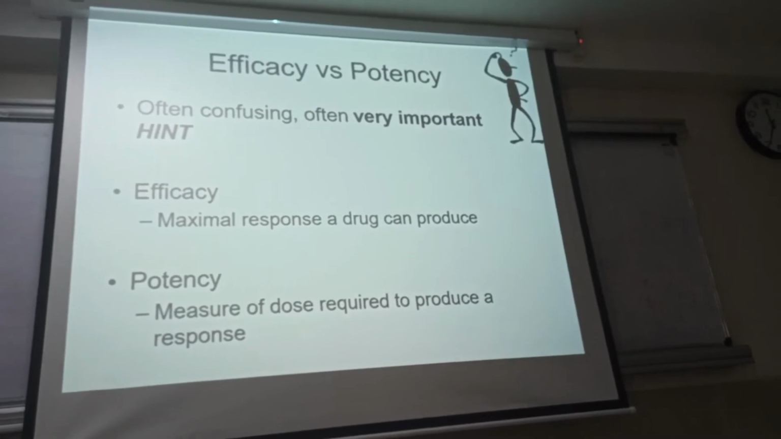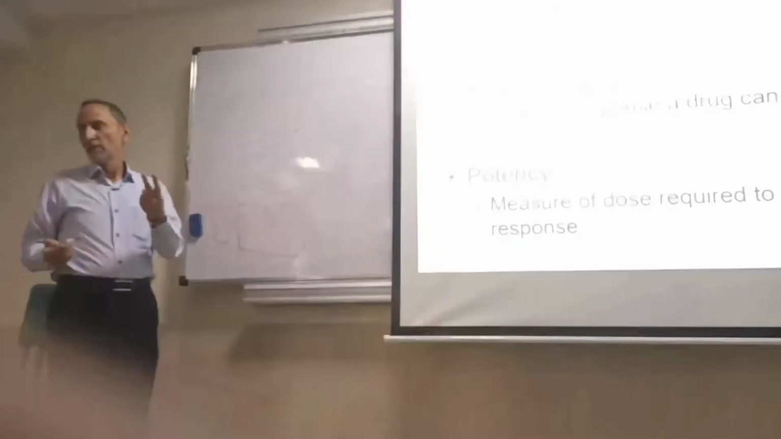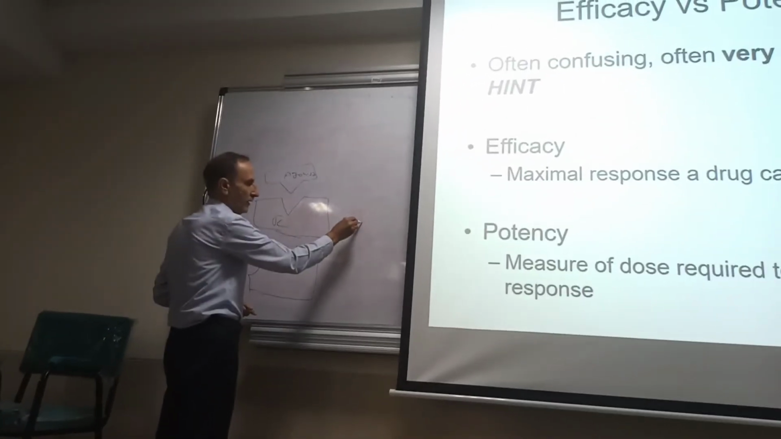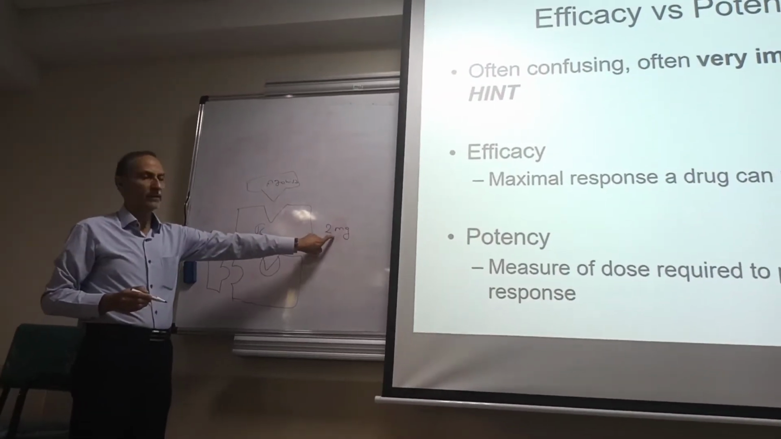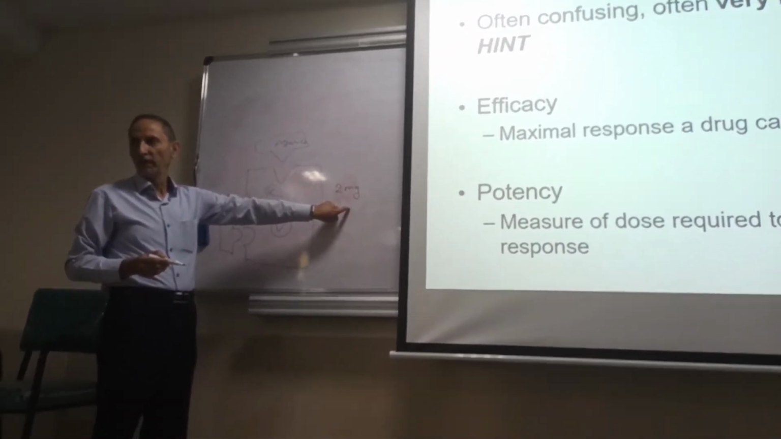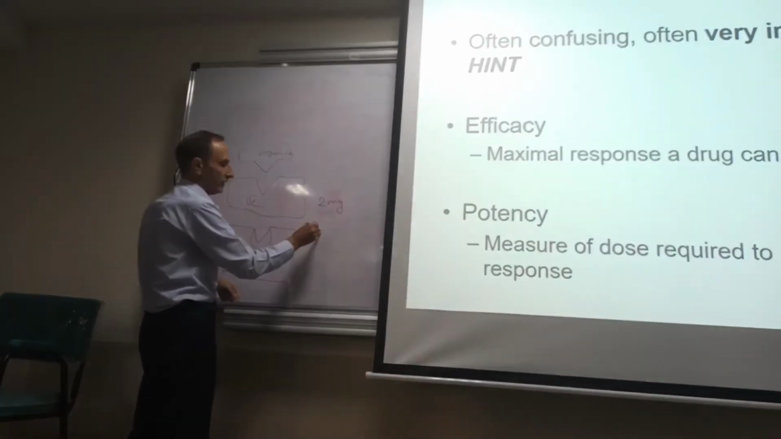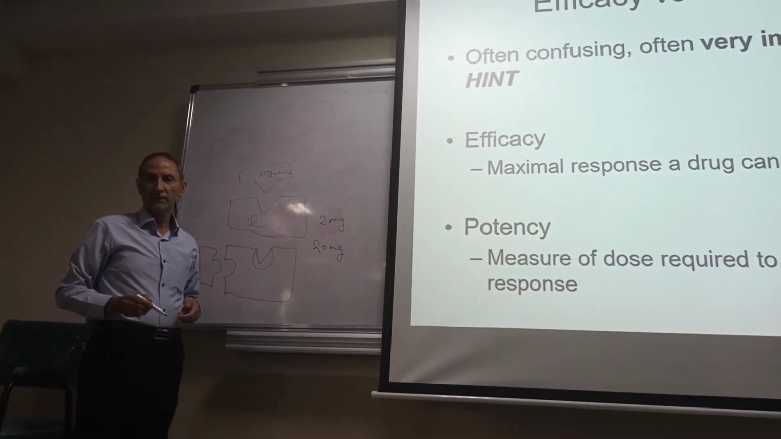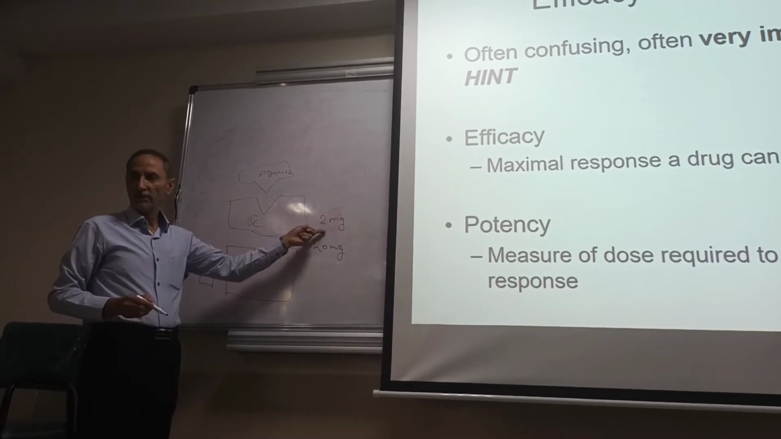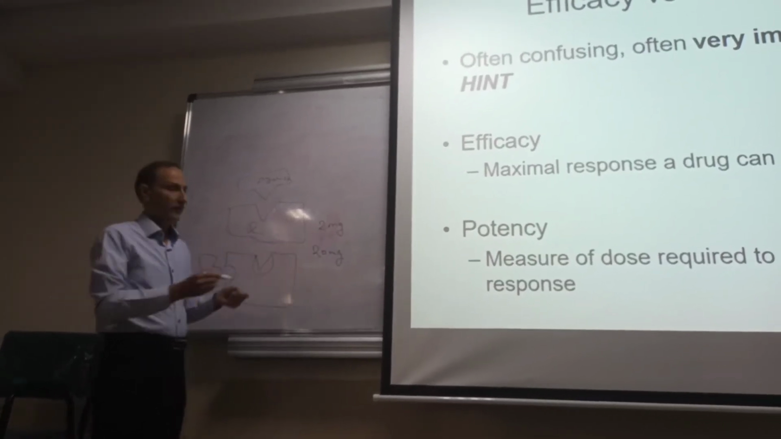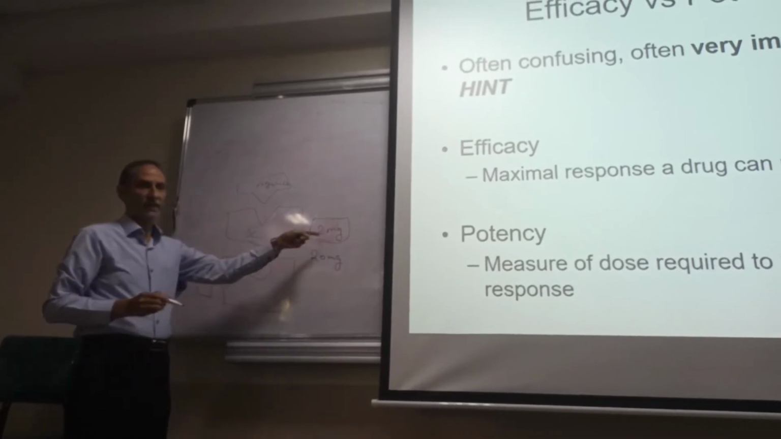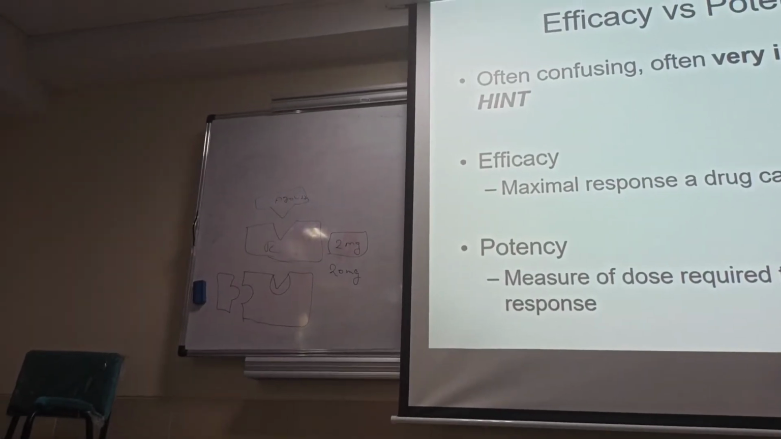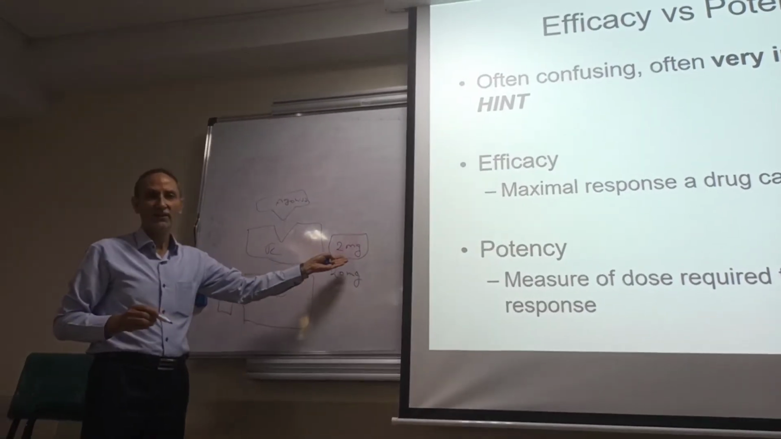Suppose that we have two drugs as a sleep aid, hypnotic drugs. One of them can induce sleep with 2 milligrams. And the other is 20 milligrams. Which one is more potent? This one, the 2 milligrams. This one is more potent, as the drug is used with a lower dose, then potency is higher.